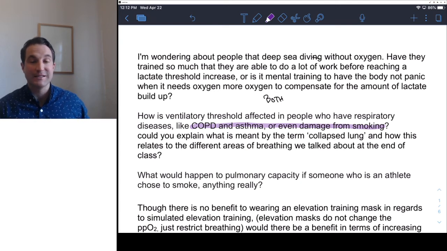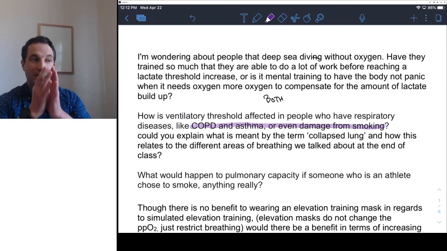And we're going to be talking exactly about these when we go on to our FEV1 versus FVC graphs a little bit later, okay? Could you explain what is meant by the term collapsed lung and how this relates to different areas of breathing we talked about? Okay, so this is going to be restrictive. This is trouble breathing in.